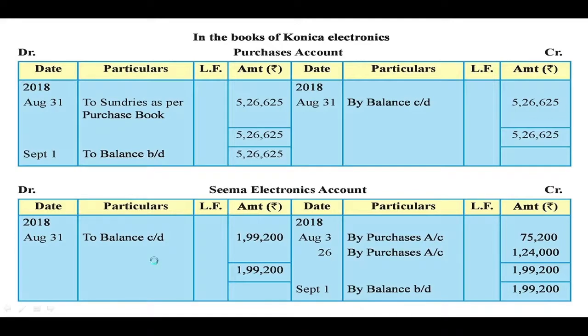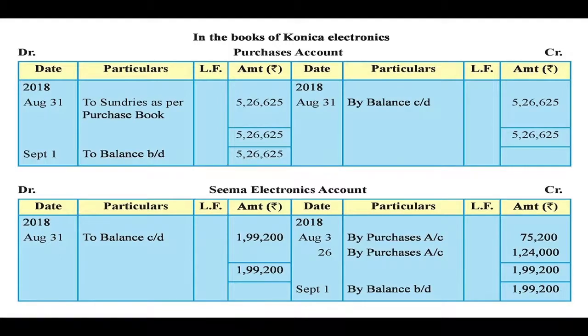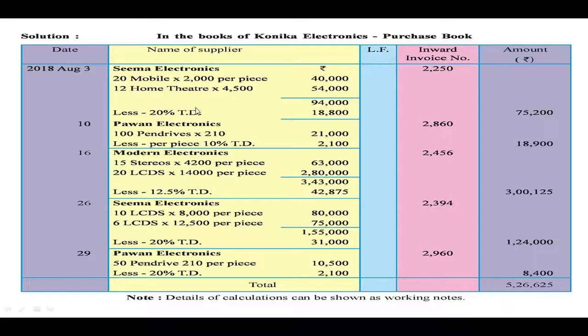Now we have to check the name of the second supplier, that is Pawan Electronics. So here also the entry will be recorded on the credit side. Here also there are two transactions, one is on 10th August and other one is on 29th August. So we can check from the purchase book. 10th August the amount is 18,900 and 29th August the amount is 8,400.